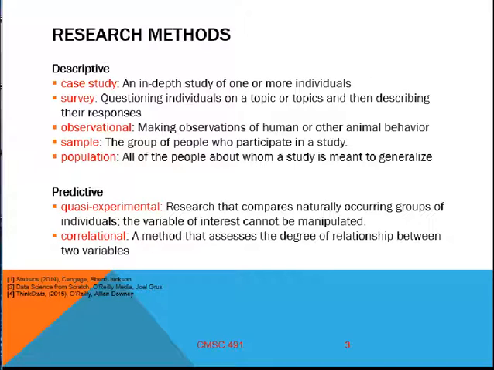The method that assesses the degree of relationship between two variables is the correlational method, and variables increasing or decreasing together is positive correlation, and variables moving in opposite directions is a negative correlation.